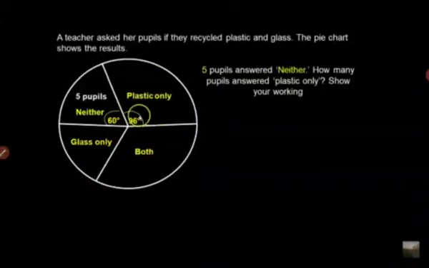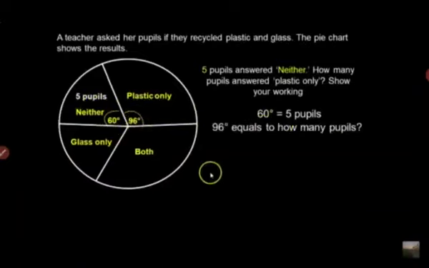How many pupils are here? What we know so far is 60 degrees represents 5 pupils. Over here it's given 60 degrees, neither, 5 pupils. So now we need to find 96 degrees. We need to find 96 degrees equal to how many pupils? We can use different methods here. This is a direct proportion question. So if 60 degrees equals 5 pupils, let's use the unitary method.